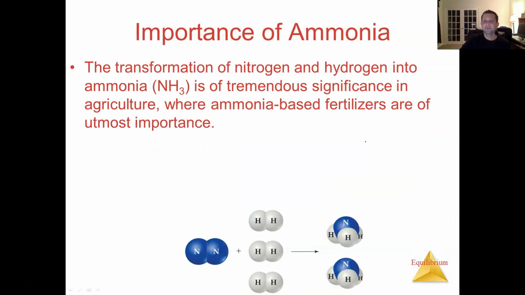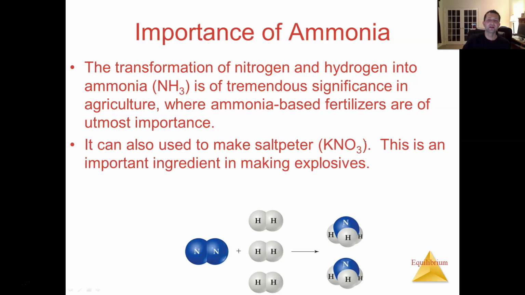The importance of ammonia is that it's used in fertilizer, so it's really, really important in agriculture. And it's also used in something super important like making things blow up. All right, so explosives. It can be used to make KNO3, which is an explosive.